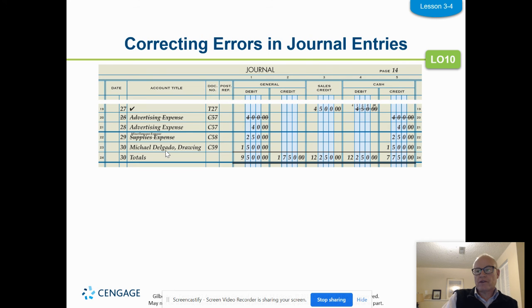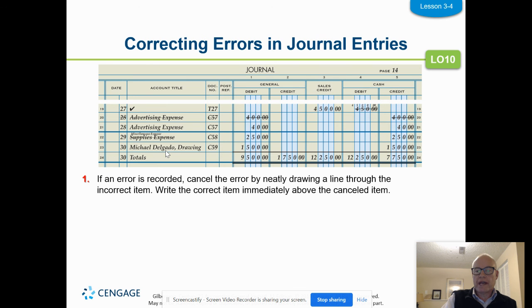How about correcting errors in journal entries? Well, we make errors, don't we? Let's take a look here. An error is recorded, cancel the error by neatly drawing a line through the incorrect item. Write the correct item immediately above the canceled item. For example, here we lost a 0. We made a sales credit to cash. We put $450 instead of $4,500. We just crossed out $450. We put $4,500 up above. So our debits match our credits.